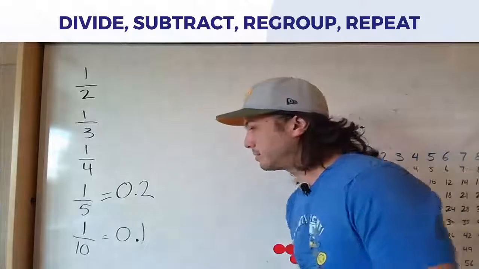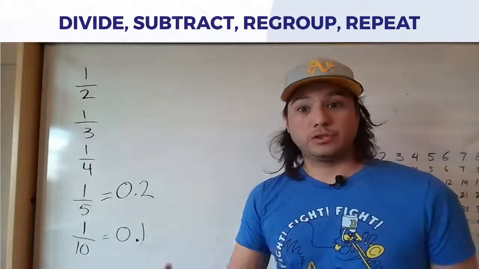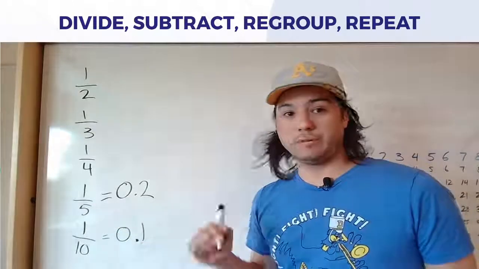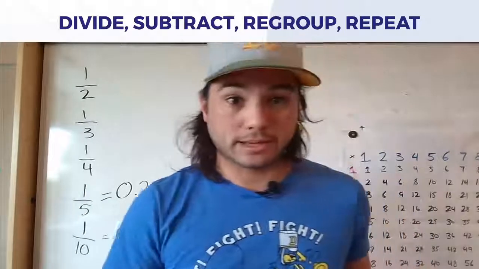Likewise, we can add these, right? If 1/5 equals 2/10, then 2/5, or 1/5 plus 1/5, would be equal to 2/10 plus 2/10, or 4/10, right?